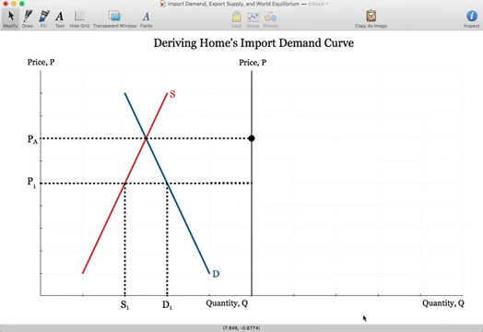So you can see that what is occurring is that domestic consumers are going to demand more than is being produced by domestic producers. So if we take D1 and subtract S1 from that, that gives us the import demand at that price, which is right there. As you can see, I just made this a 1 unit difference. So at P1, import demand is equal to 1 unit.